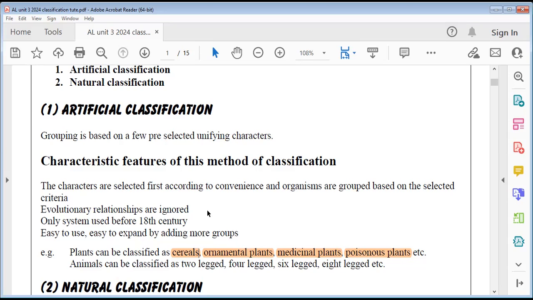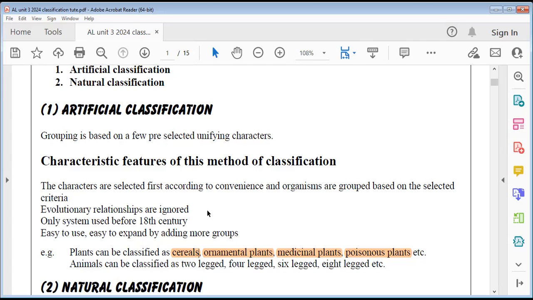Now, doing artificial classification is easy. If you select a criteria, in that criteria, whatever organisms are there, put them together. So doing artificial classification is easy and convenient. And second, in artificial classification, we don't consider evolutionary relationships.